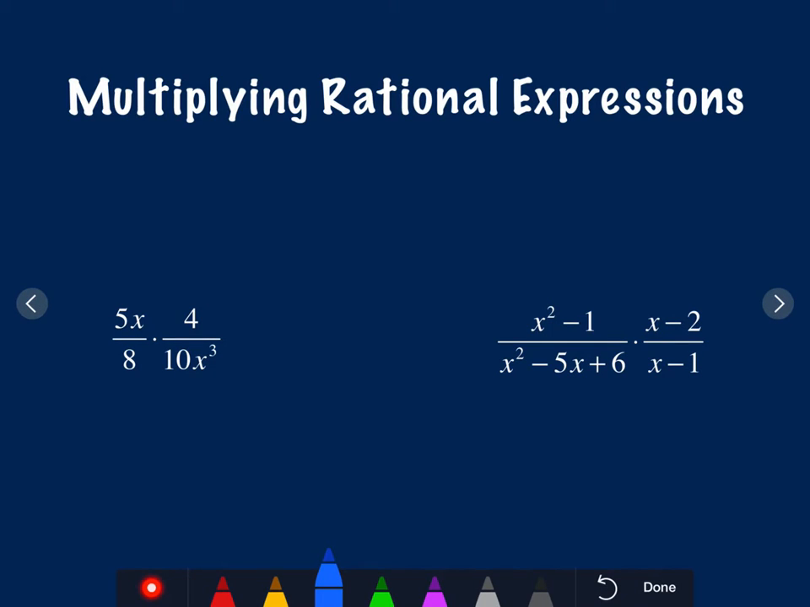Now that we know how to simplify, we can go ahead and learn how to multiply and divide. In order to multiply rational expressions, we actually start off the same way that we do with simplifying. We're going to factor the numerator and denominator, and we're going to cancel common factors. But this time, remember, because we're multiplying fractions, we can also cancel along the diagonals.